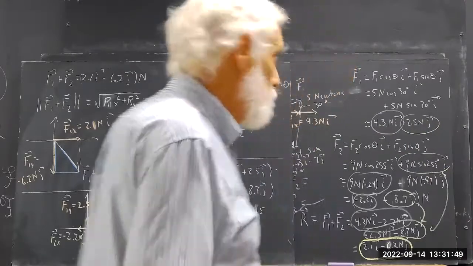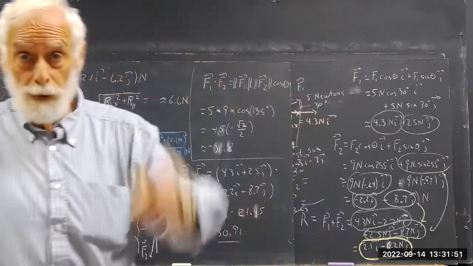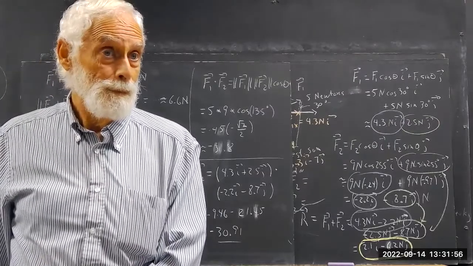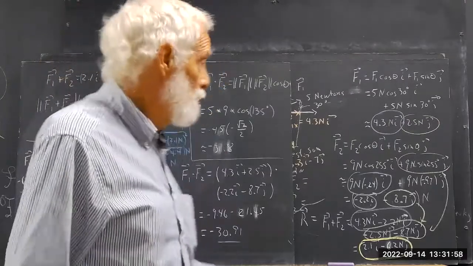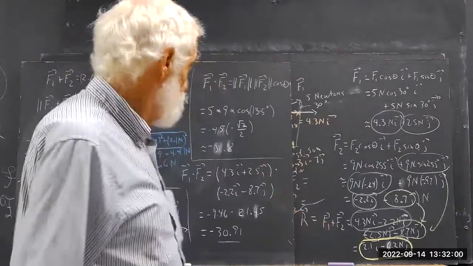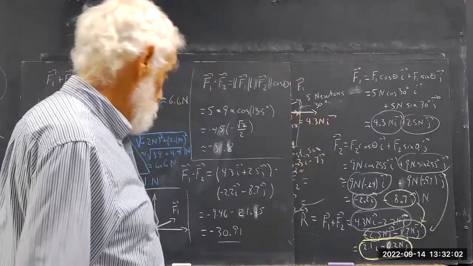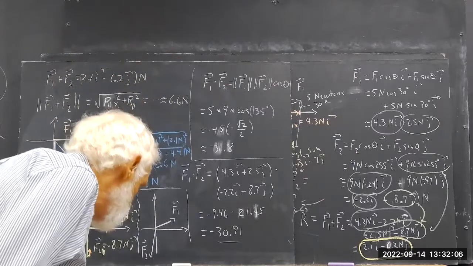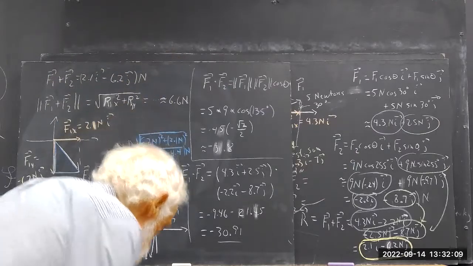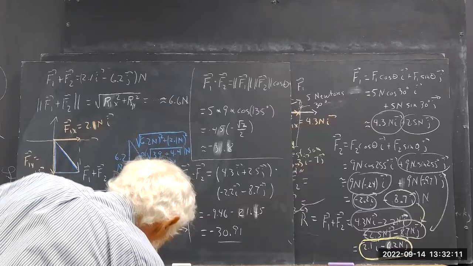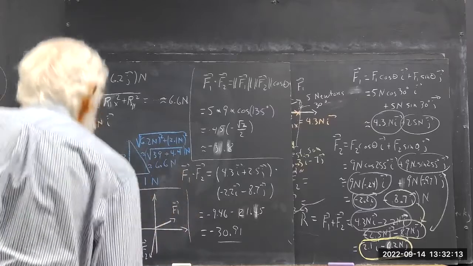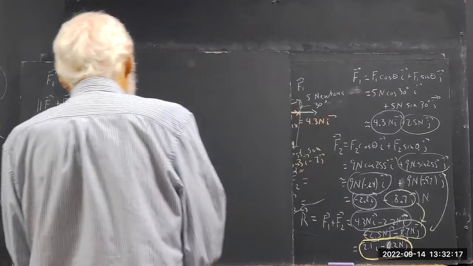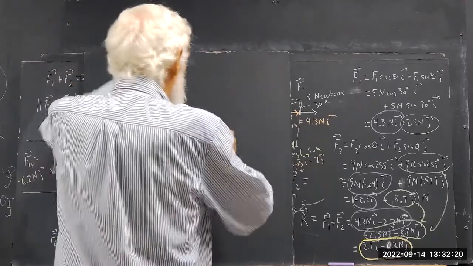Now, your book will also tell you, well, you can make a table. You can put your X components in this and your Y components over here. So we could have made a table. We could make one if we had a little more room. Sometimes it's convenient to do a table.